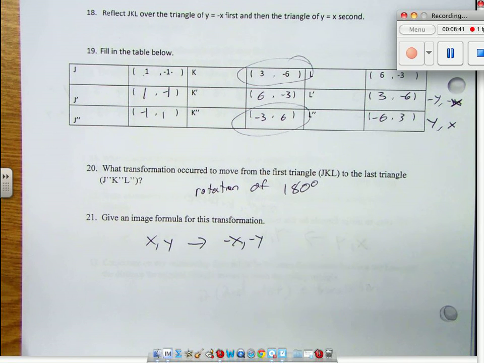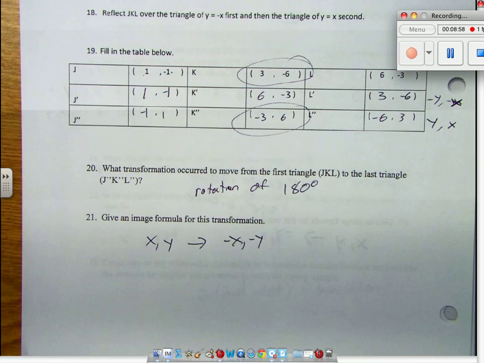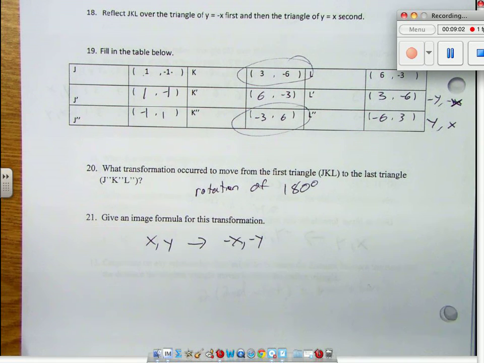Any other questions on this before we move on? James, do you have a question? I thought 180 would come back to what you said. That's 360. 180 is I'm facing you, and now my back is to you. That's 180 degrees. 360 is I'm facing you, I turn all the way around, so a full circle, and I'm facing you again.